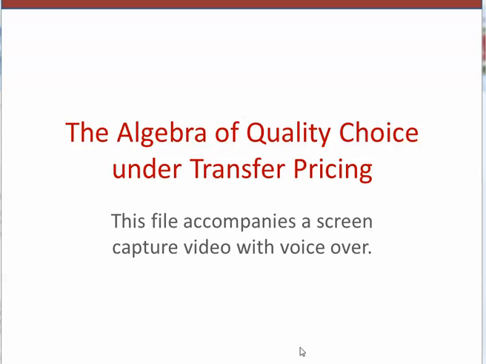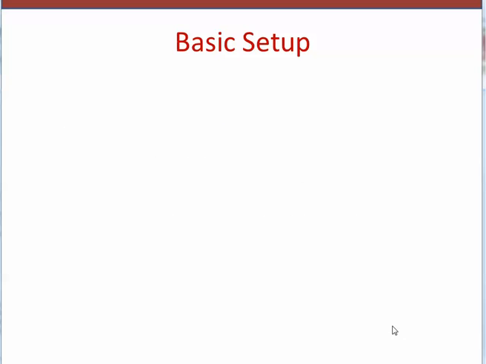Okay, here's a little micro lecture on the algebra of all the choice, really, not just quality choice, output choice 2 under transfer pricing. Let's begin with the basic model.